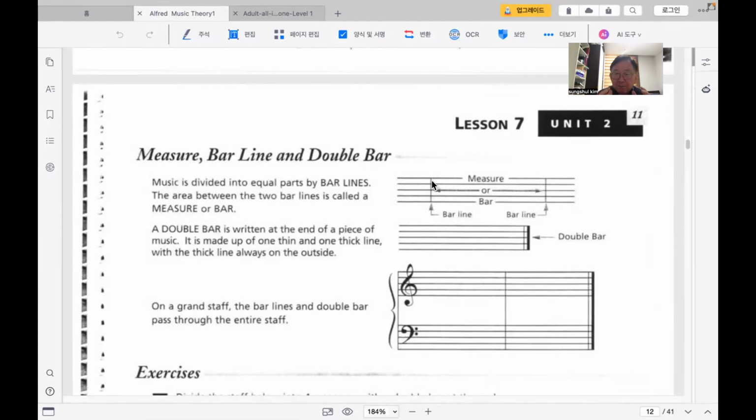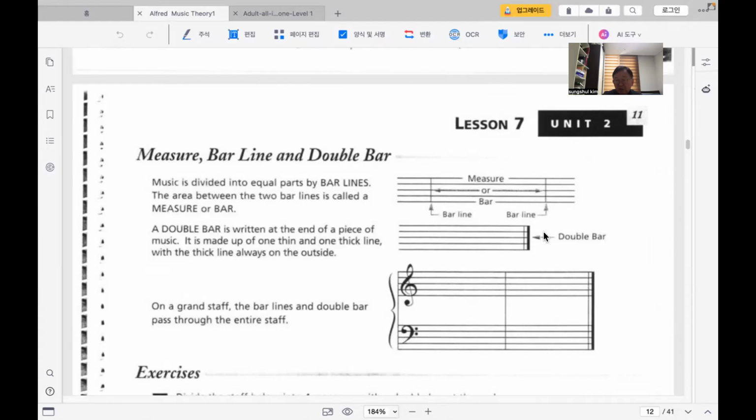To make beautiful music and to play piano very well, you need to understand what a bar line, a measure, and a double bar are. Look here. Music is divided into equal parts by bar lines like this, similar to a musical address. The area between two bar lines is called a measure or bar.